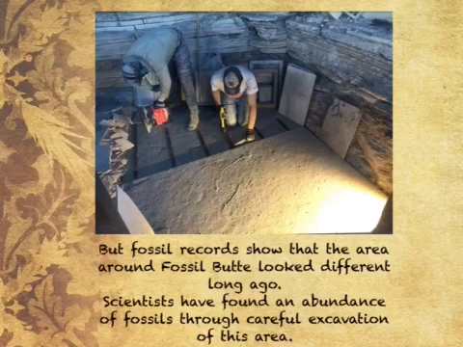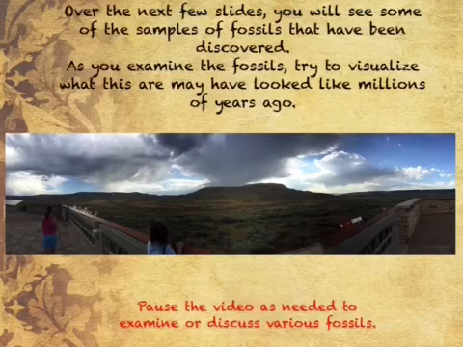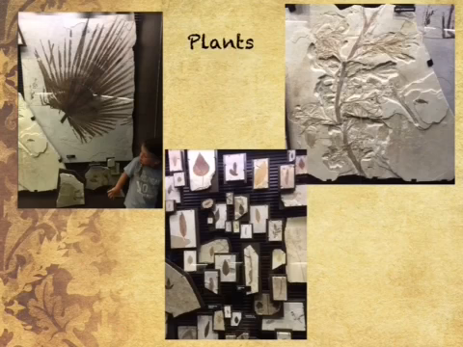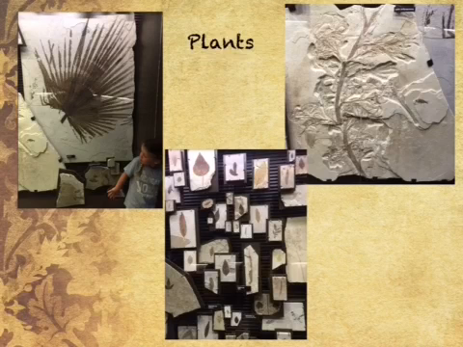But fossil records show that the area around Fossil Butte looked different long ago. Scientists have found an abundance of fossils through careful excavation of this area. Over the next few slides, you will see some of the samples of fossils that have been discovered there. As you examine the fossils, try to visualize what this may have looked like millions of years ago. Here are some of the plant fossils that have been found near there.